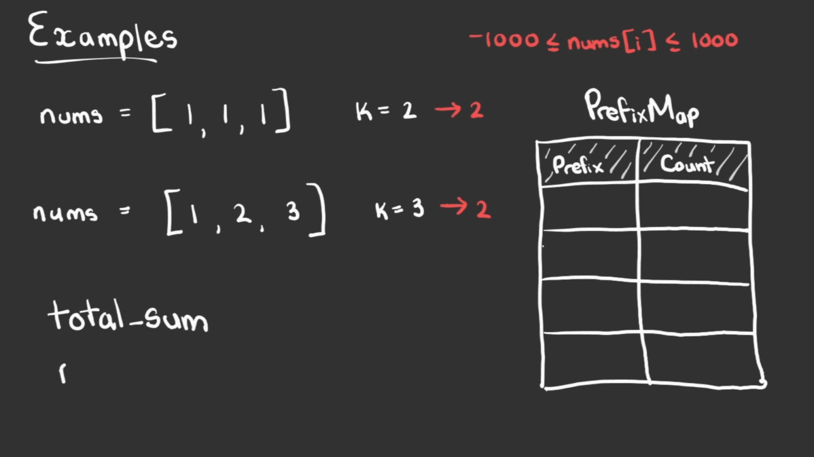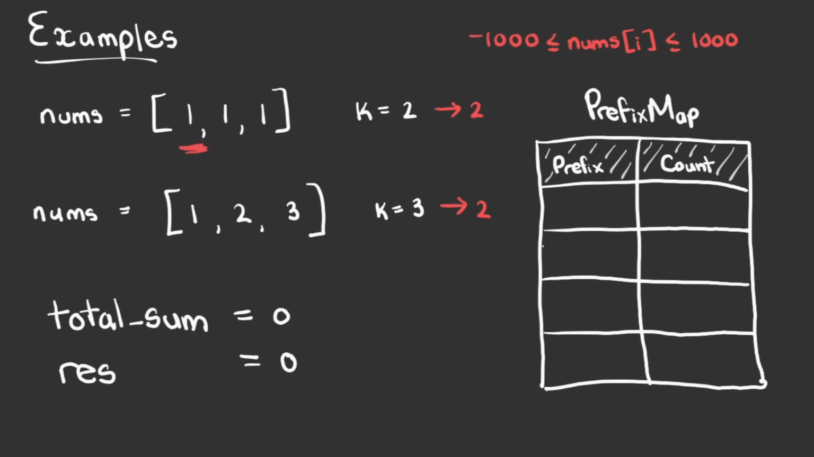and a result value. The total sum value is going to keep track of the current sum as we're iterating through the nums array. And the result value is going to hold the value of the number of subarrays that have a sum equaling the k value. We can initialize both of them to be 0. So let's go through the first array in nums.